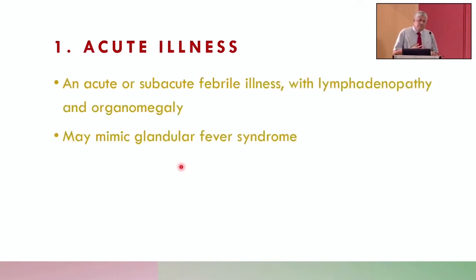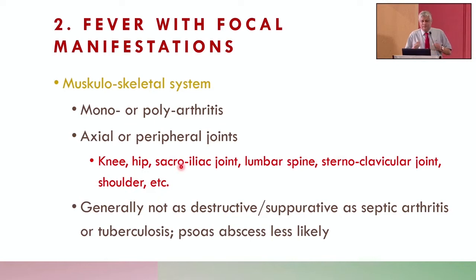If you think of the acute illness, it's basically an acute or subacute onset, might have lymphadenopathy or organomegaly like liver and spleen enlargement, and might mimic glandular fever syndromes. We have seen these sorts of cases a lot in our own practice, and we would think of things like typhoid fever, IMN, HIV, toxoplasmosis, CMV, and various other illnesses. In that situation, brucellosis is also known to be a cause. The second one is fever with focal manifestations.